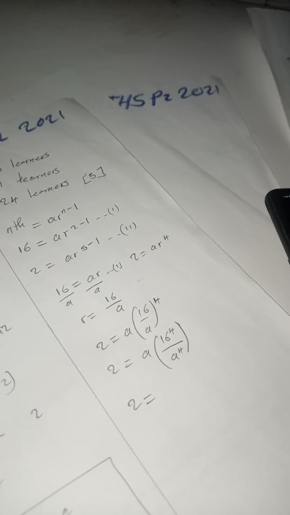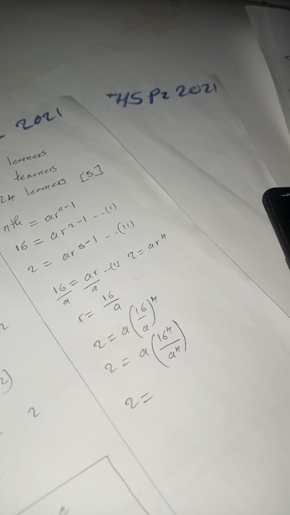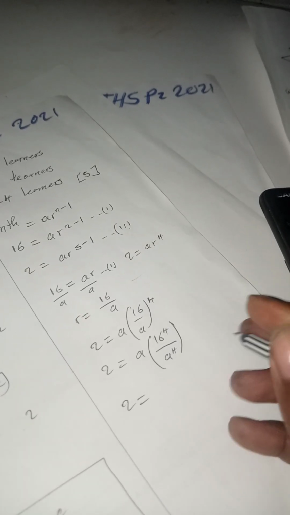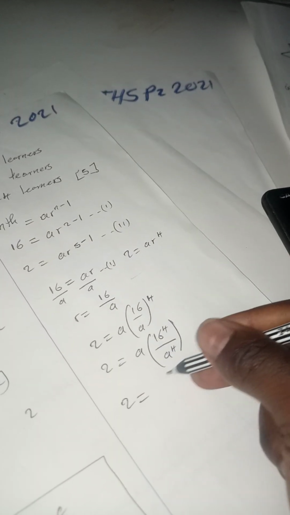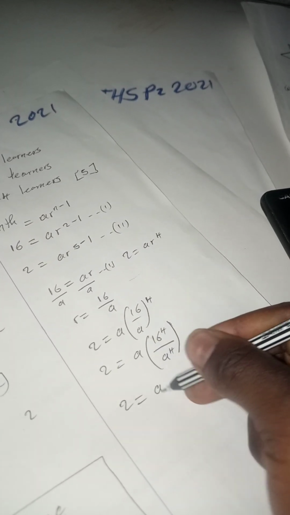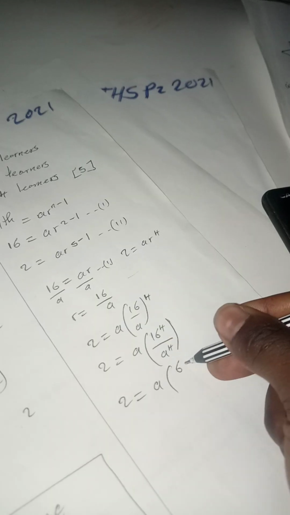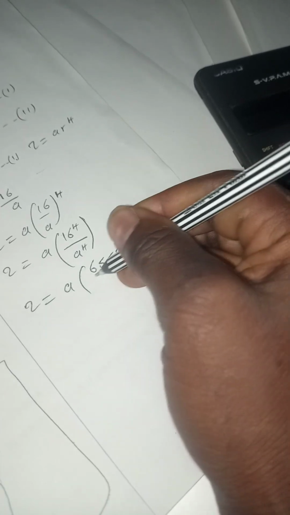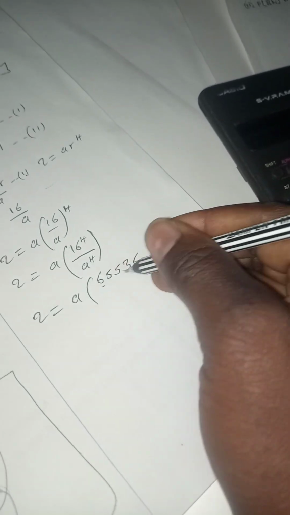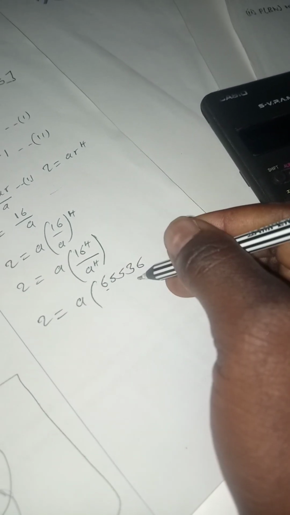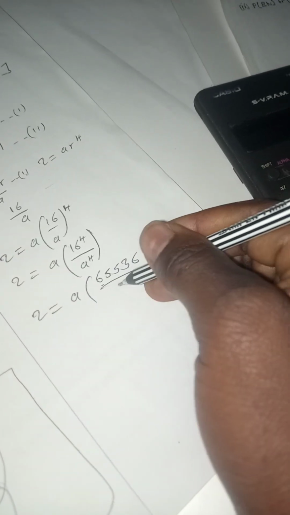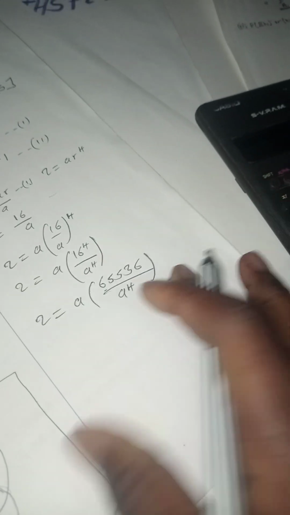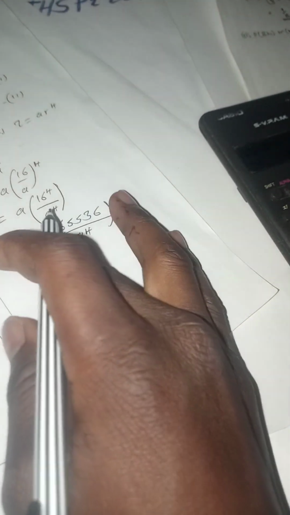So now in this case, we are going to find the fourth root of 16, which we are saying, it's what? The fourth root of 16 is, so 65,503.36 over what? Over A to the 4.